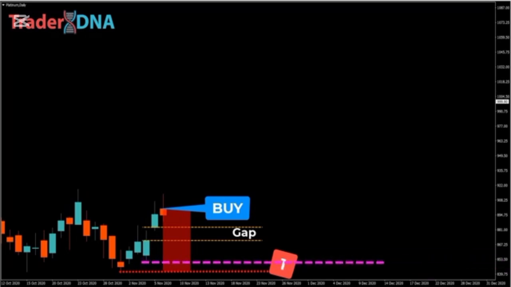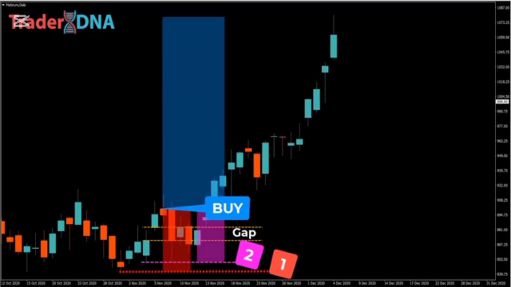Two, aggressive stop loss. Place it just below the gap candle. Why? Because if the price drops below that level, it invalidates the bullish setup, signaling a potential reversal. The advantage? A higher risk-reward ratio, perfect for traders looking for efficiency.